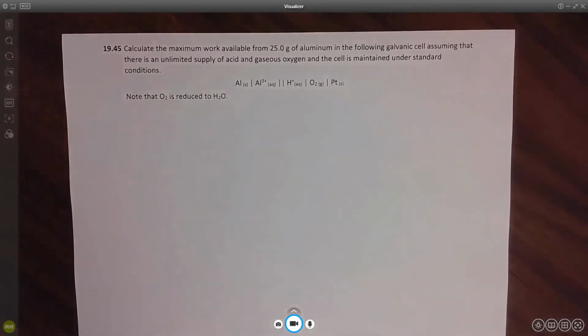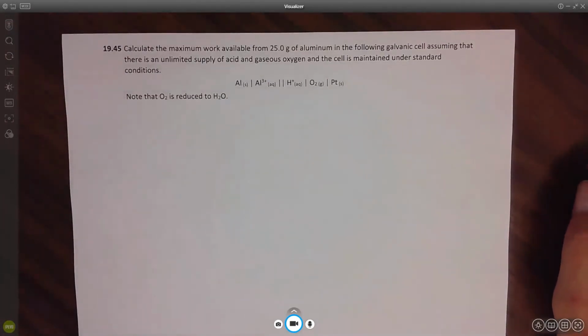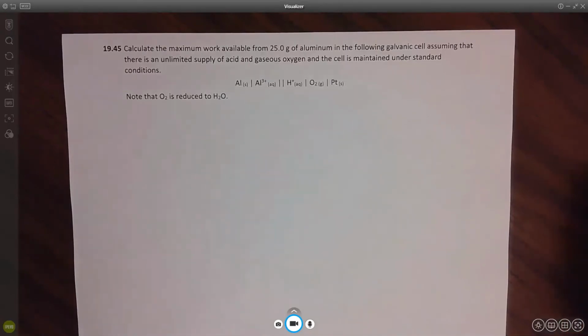It says, calculate the maximum work available from 25 grams of aluminum in the following galvanic cell, assuming that there's an unlimited supply of acid and gaseous oxygen and the cell is maintained under standard conditions. Note that O2 is reduced to H2O.